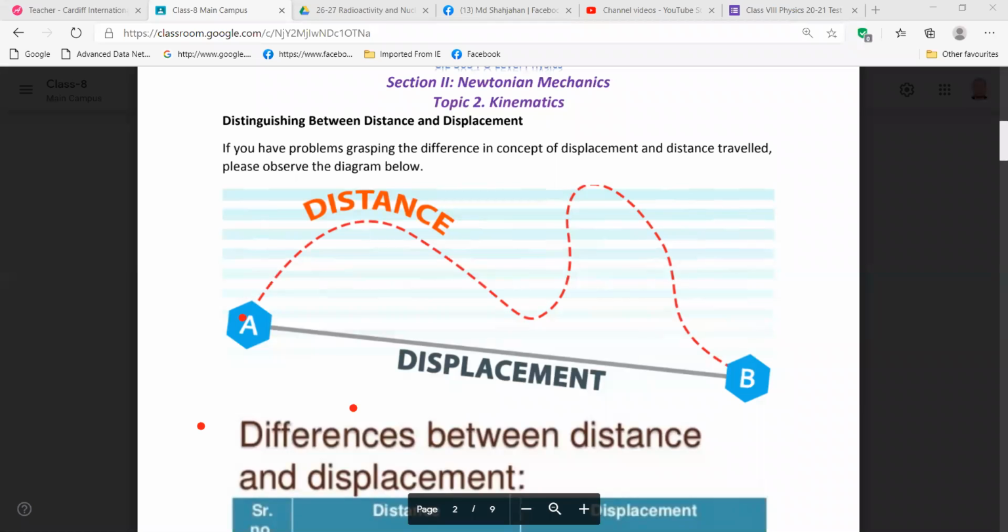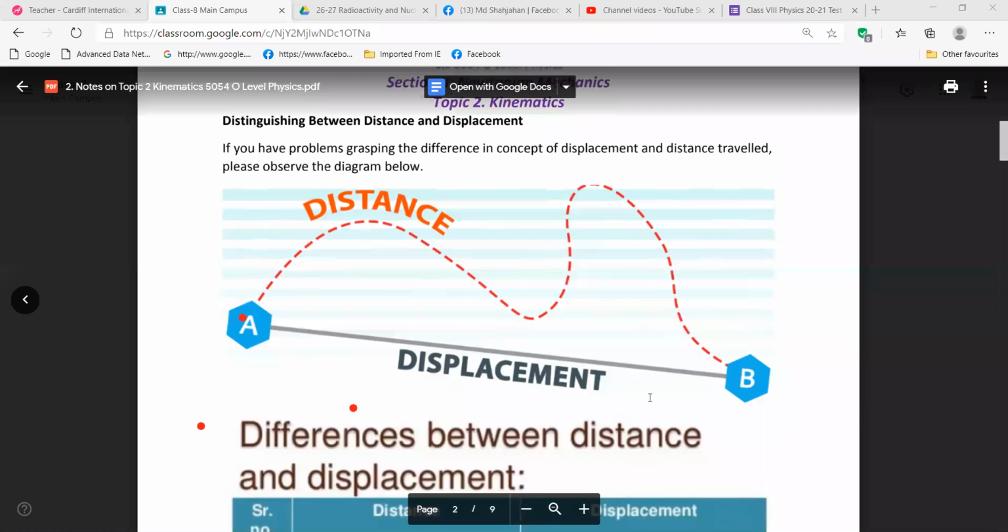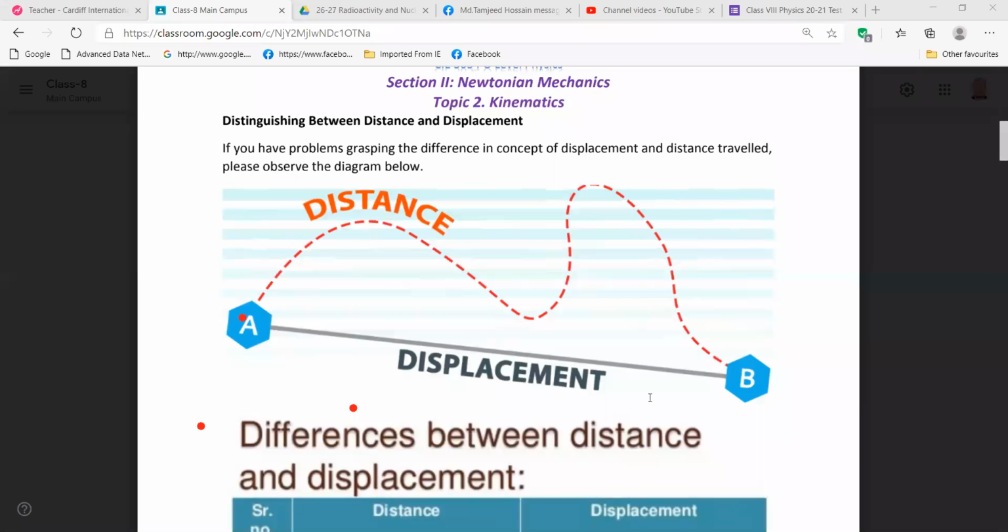But if you are coming to school from your house by walking, then you are passing different distances. You are changing the direction. So from your house, if you are coming to school and you are changing the direction, you pass the length, that is your distance. But if you are going directly from one place to another place, that is your displacement.